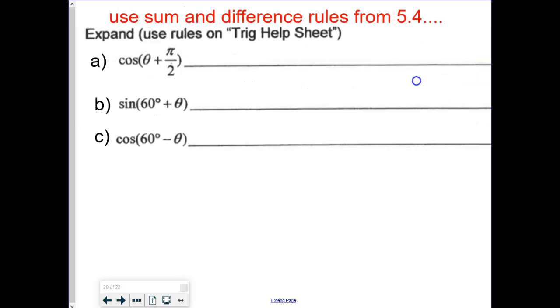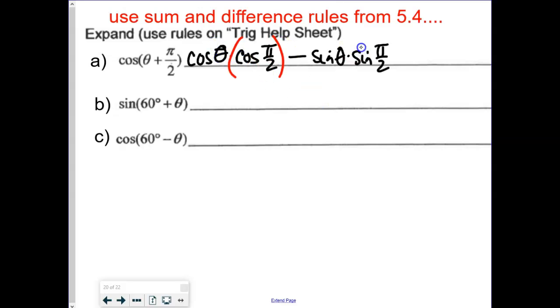Now, these 3 questions, and we have a minute or so. This is what was on Friday's homework. So I want you to expand it and then evaluate it. We're going to eventually use these as verifying identities on your test. So cosine of A plus B expands into cosine cosine minus sine sine. And then you go visit your unit circle to simplify these. Cosine at pi over 2 is something pretty. Sine at pi over 2 is something pretty. What's cosine at pi over 2? It's just 0. And then sine at pi over 2 is 1.